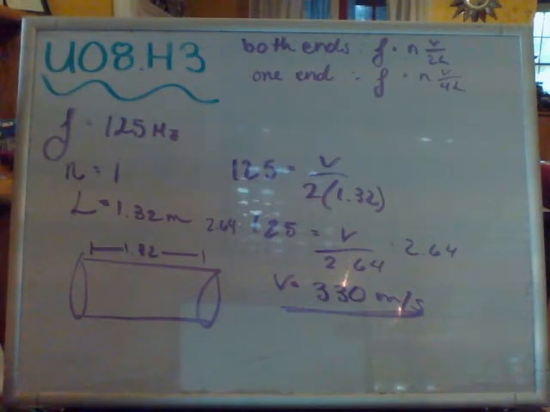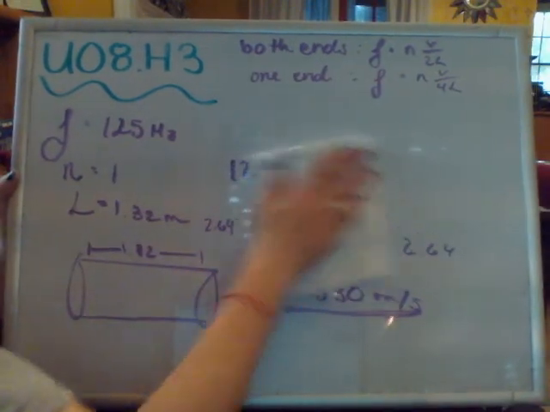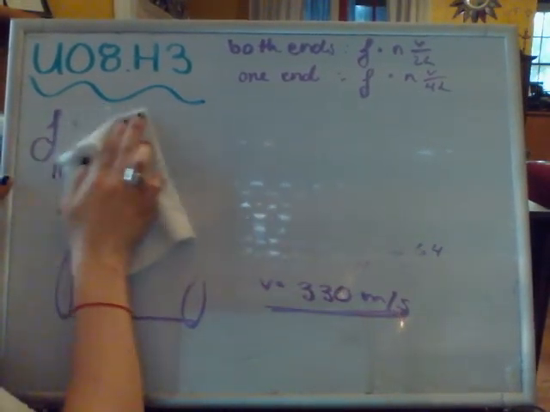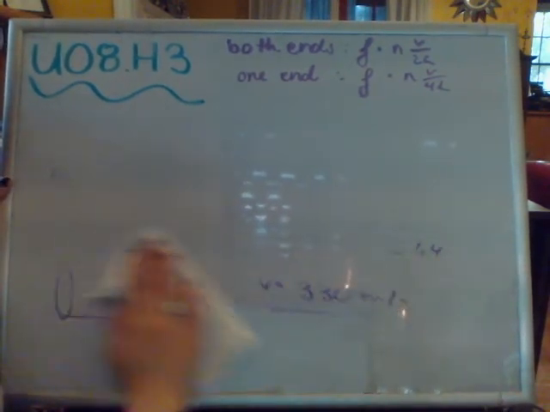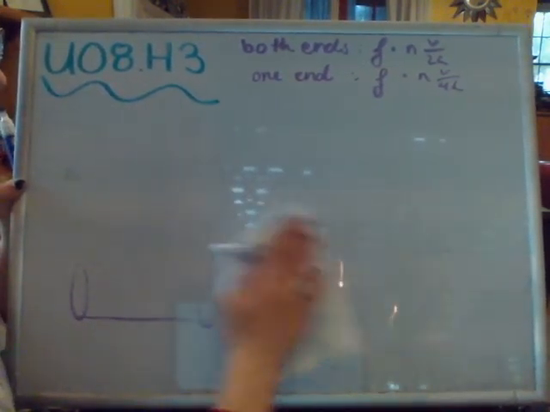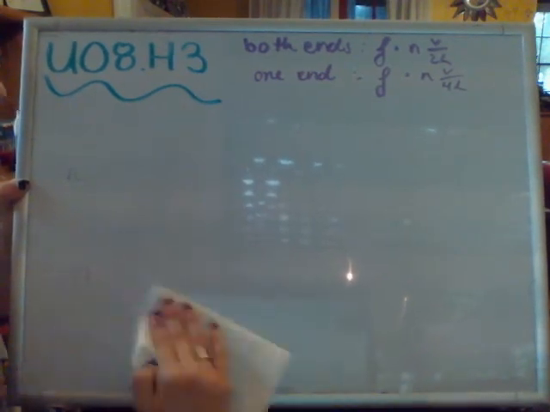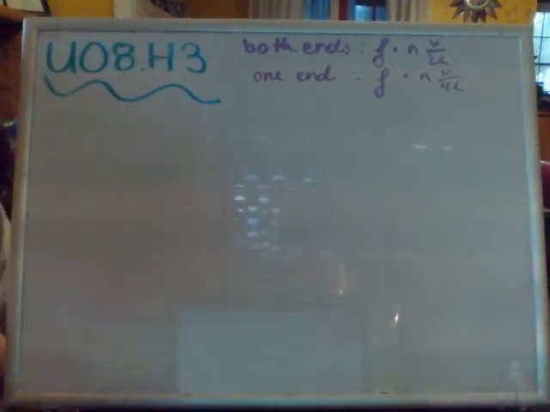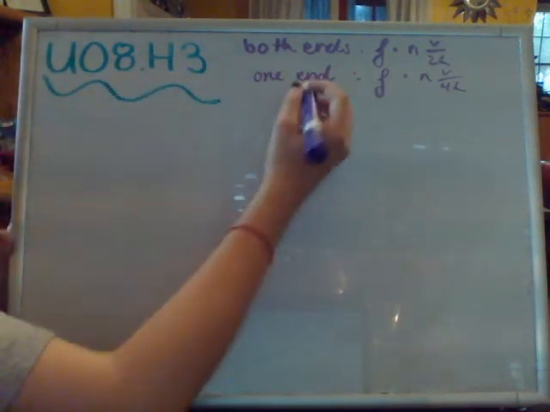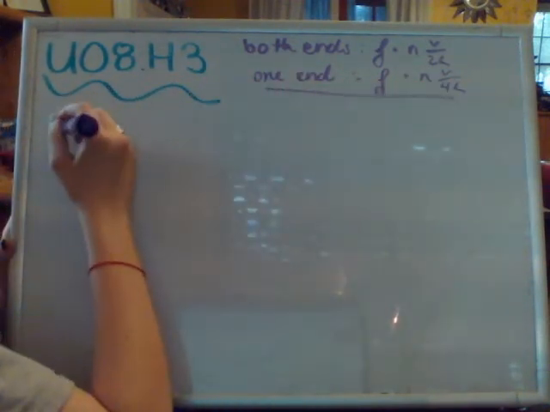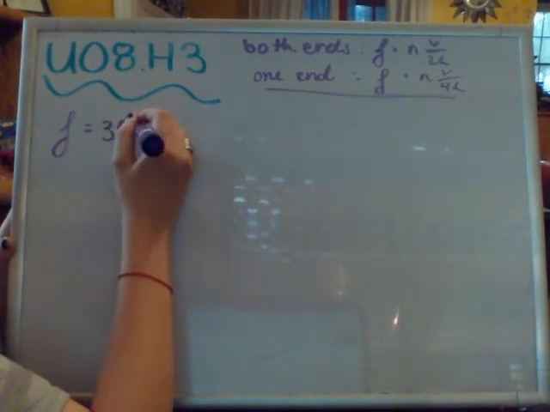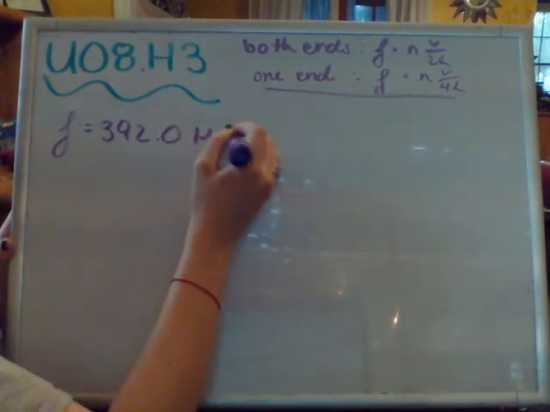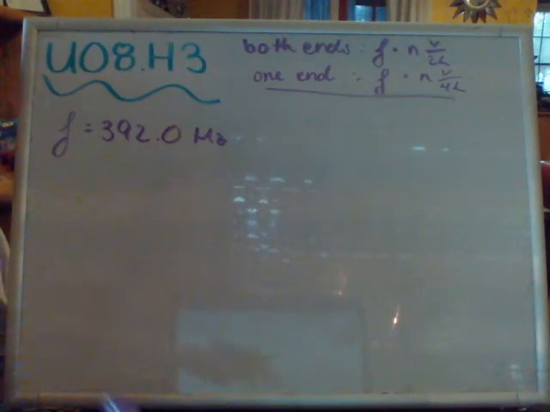But what do you do when it's open at one end and closed at the other? So we're going to do another sample problem that's going to talk about when a pipe is open at one end instead of two. So it says, a note from a flute, a pipe with a closed end, has a first harmonic of 392.0 Hertz. So now we're using this one. It's going to be F equals 392.0 hertz.